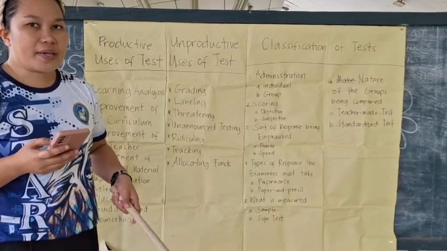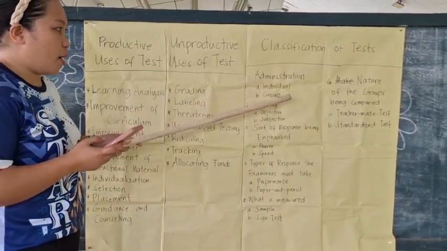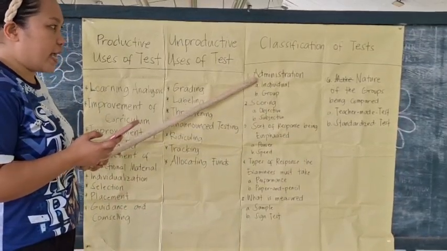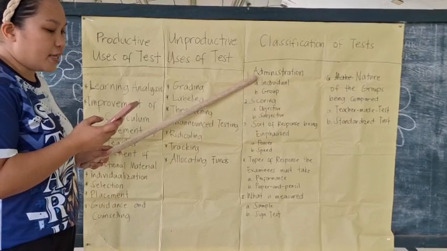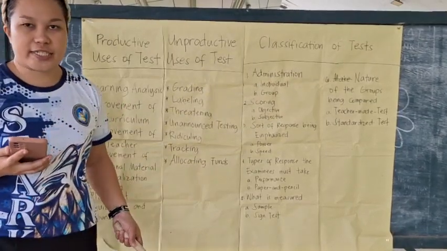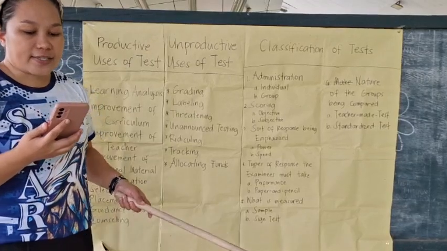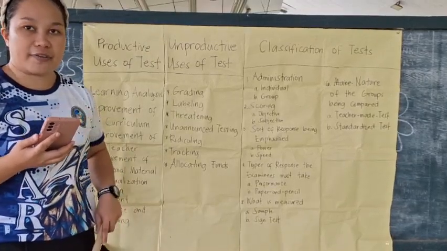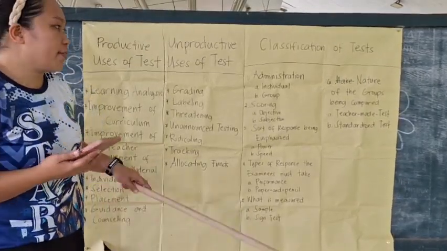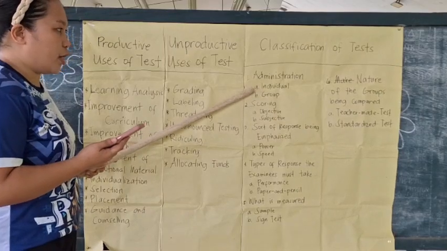So, tests can be classified into 6 parts. The first one would be administration. When we say administration, it is the body or the people that administers the test. Tests are classified based on how they are given or administered. So there are 2 types of administration.